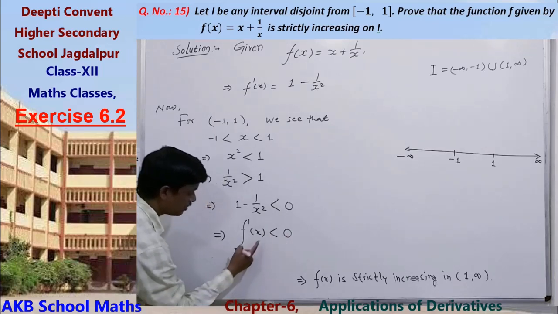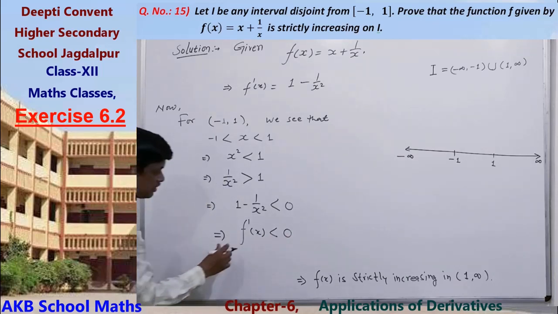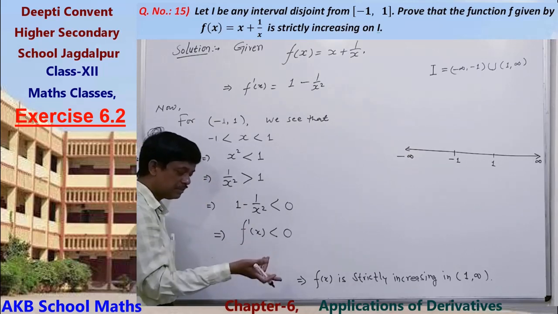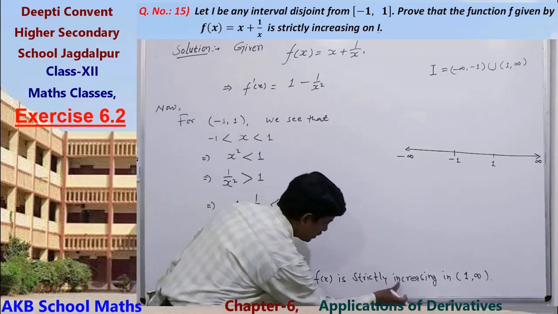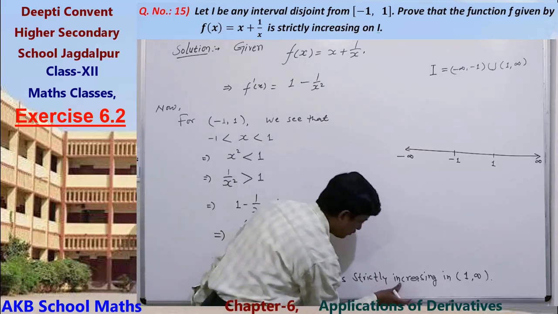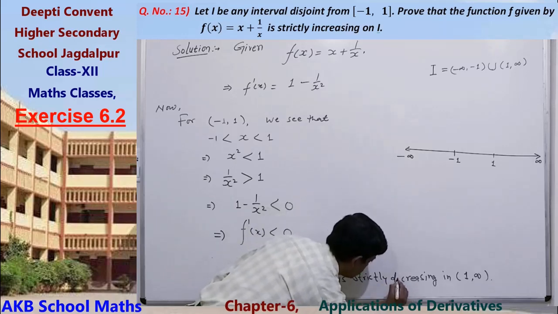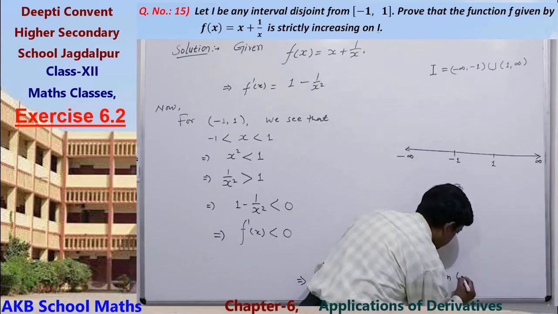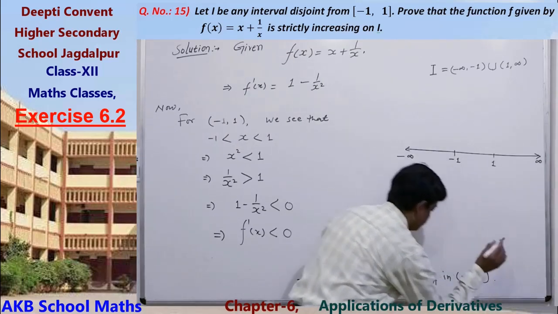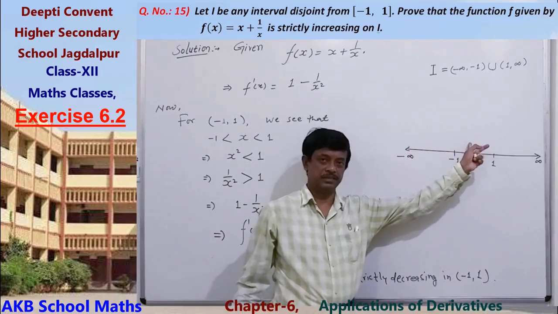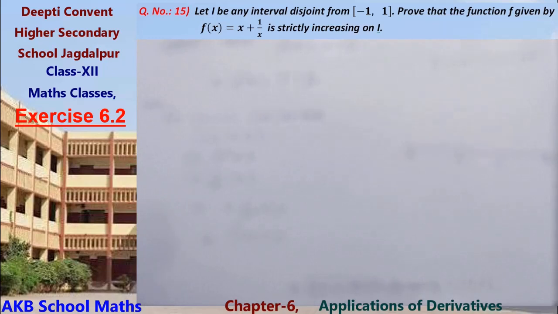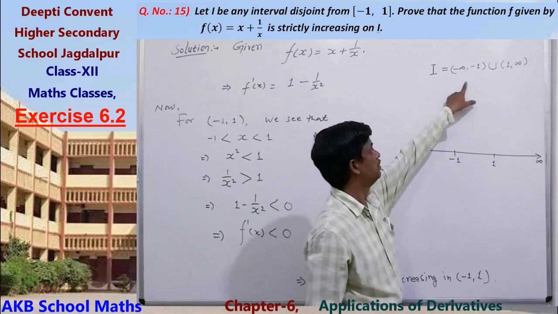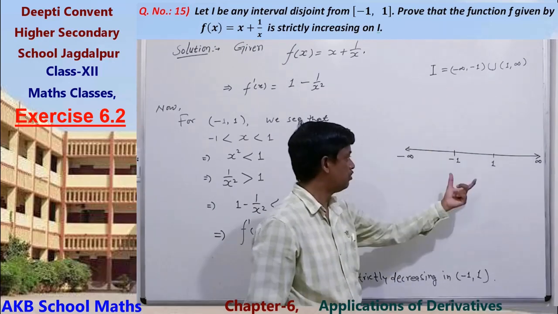So f(x) is strictly decreasing in the interval minus 1 to 1. Here the function is decreasing. Thus, we have proved that the function is strictly increasing in this part I, which is disjoint from this part.